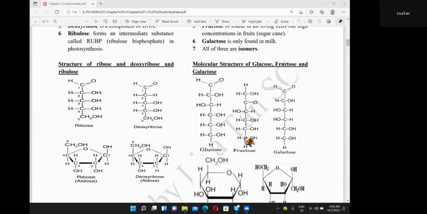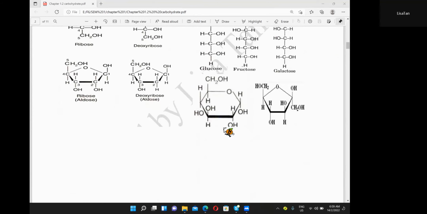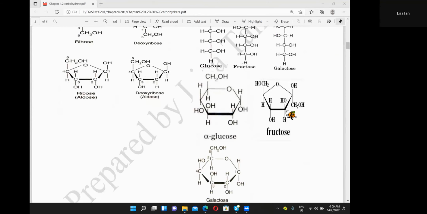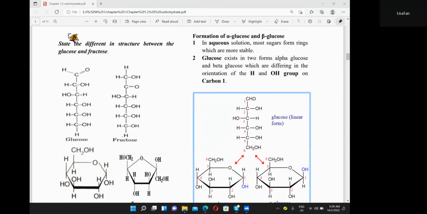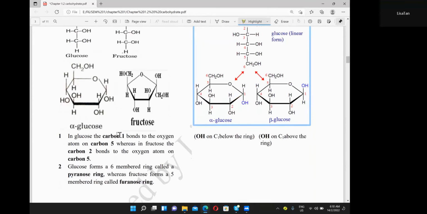So in the previous lessons, we learned how to draw the linear structure of glucose, fructose, and galactose, and also the ring structure of glucose, fructose, and galactose. So today we are going to learn new things. What is the difference in structure between glucose and fructose? Let's look at the explanations.